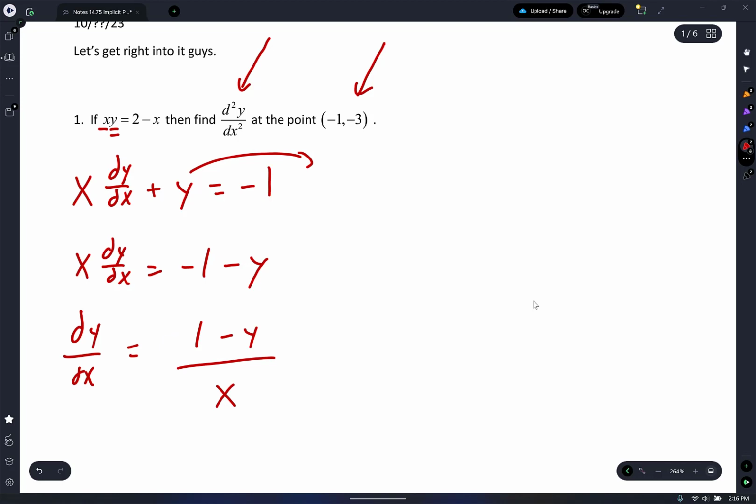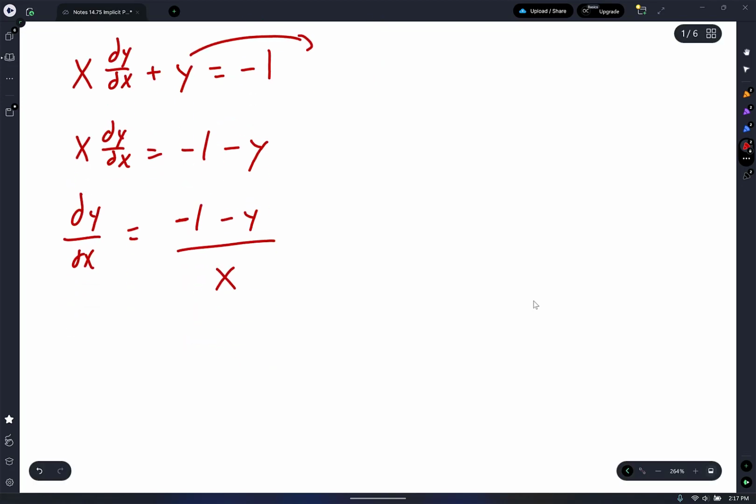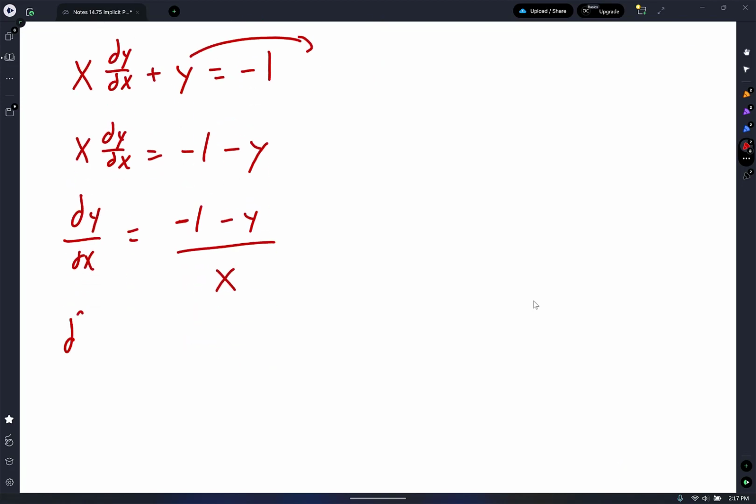Be careful with that -1. Don't let it float. Are we okay so far? Nothing crazy. All right, now what do I do? Yeah, quotient rule. If I want to get to the second derivative, I got to do quotient rule, correct? So here we go. I'm going to write d2y over dx squared equals, now you tell me, what's quotient rule?